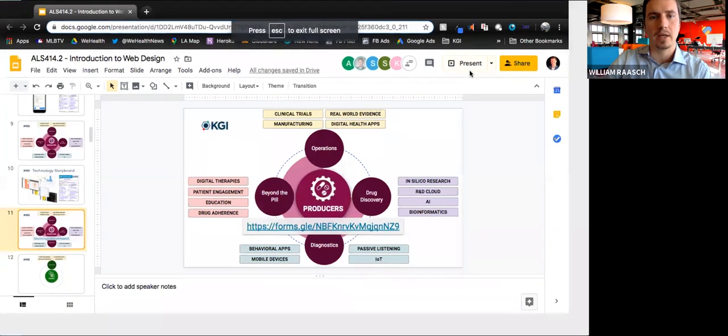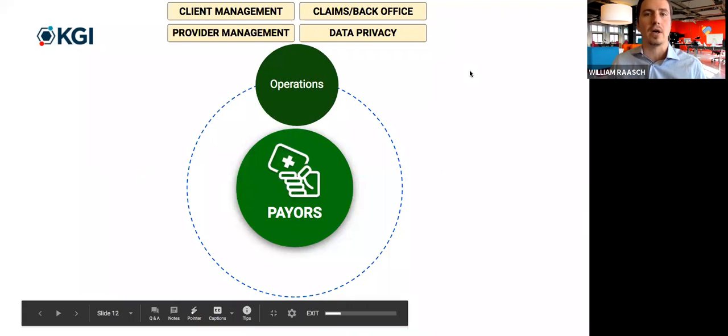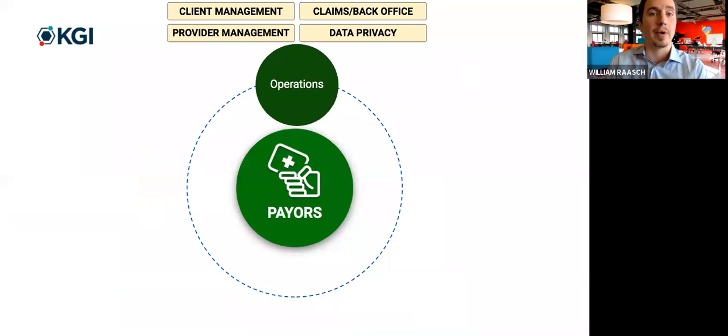So back to the presentation and our final section, which is payers. Payers are our health insurance companies. One area in which they really do need a lot of help is in operations. Here we're talking about their management with their different clients, whether those clients be the patients themselves or the big networks that they have contracts with. Within that is also provider management, right?